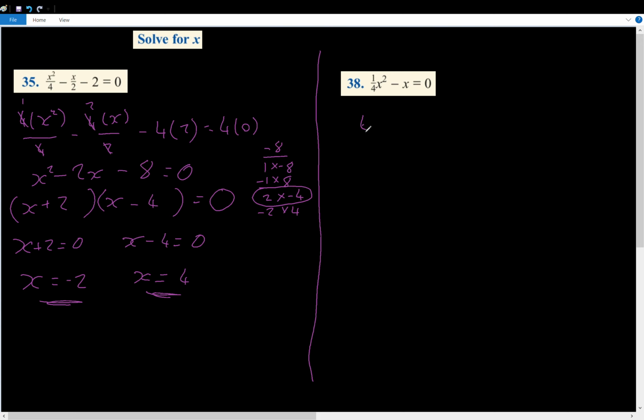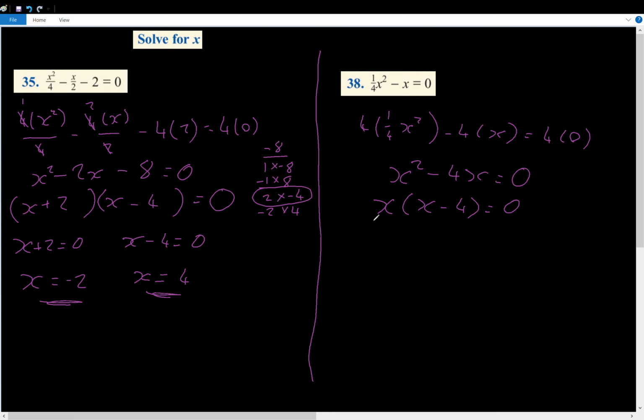So we're going to have 4 times 1/4 x squared minus 4 times x equals 4 times 0. Well, 4 times 1/4 is 1, so we're just left with x squared. Minus 4 times x is minus 4x. And 4 times 0 is 0. Now we factorize our expression to the left of our equal sign. Our highest common factor is x. So we have x times x minus 4, which is equal to 0.